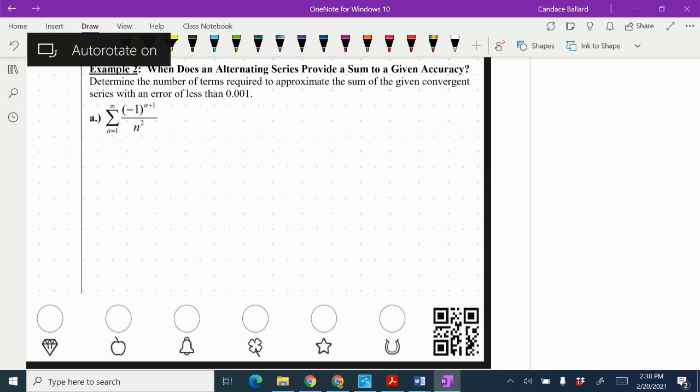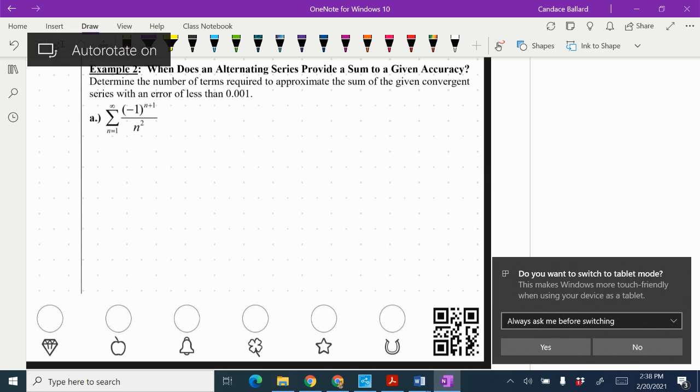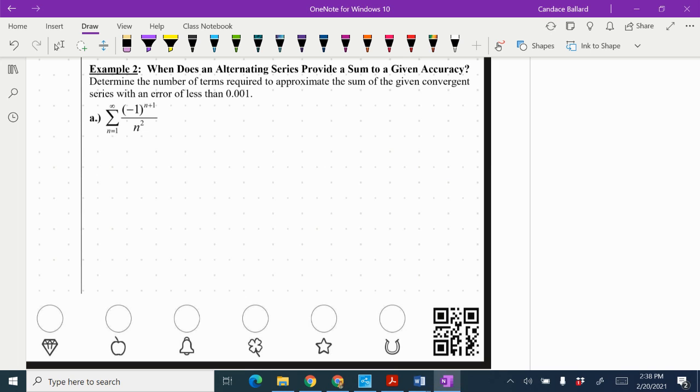In this video, we're going to continue topic 10.10, and we're going to look at example 2a. So in this example, we're going to try to figure out when an alternating series provides a sum to a given accuracy. So we're supposed to determine the number of terms required to approximate the sum of the given convergent series with an error of less than 0.001.